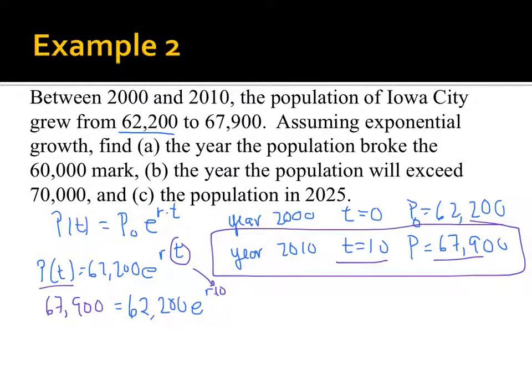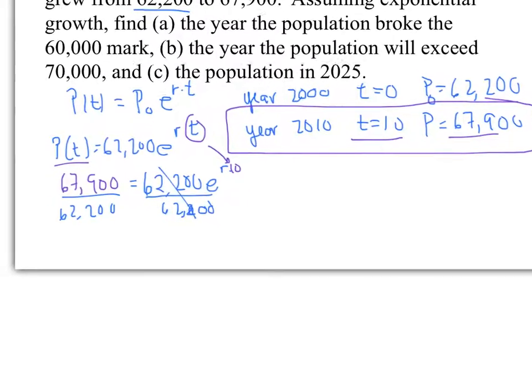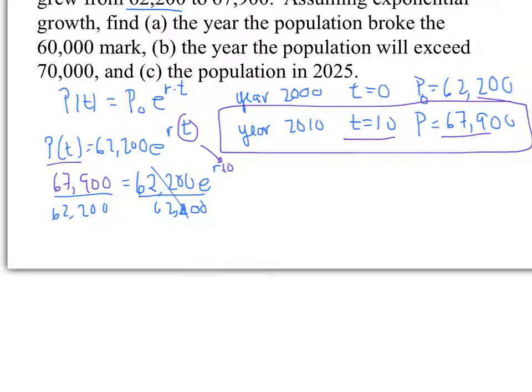All right, well now we need to find r, the growth rate, otherwise we can't predict anything. So we solve for r, and we know how to do this. We can divide by 62,200 on both sides. These cancel. Then it's just a matter of continuing the algebra. Here on the left, the number is not nice. It's 1.09 and a bunch of other stuff. Again, I don't round, so I would suggest you not round until the very end. And you get e to the 10r.